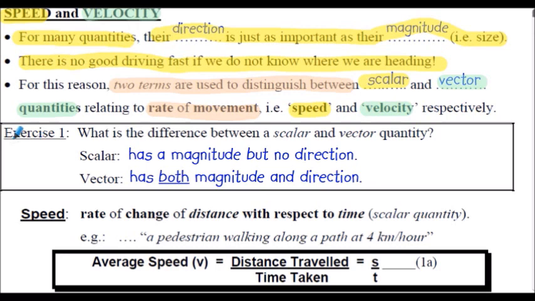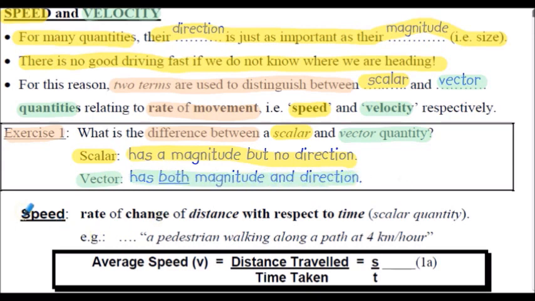Exercise 1 asks us to state the difference between a scalar quantity and a vector quantity. We reviewed this distinction in a previous presentation related to scalar and vector properties. So a scalar quantity has a magnitude but no direction, and a vector quantity has both a magnitude and direction.